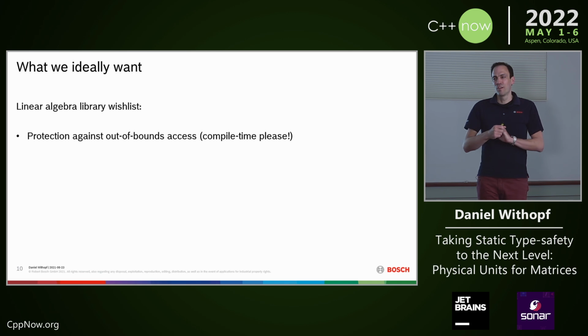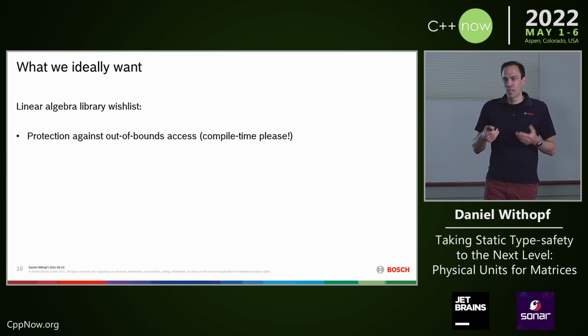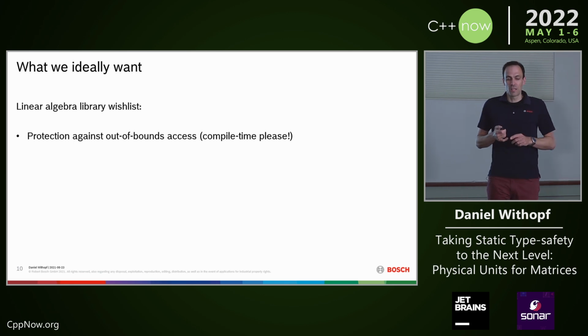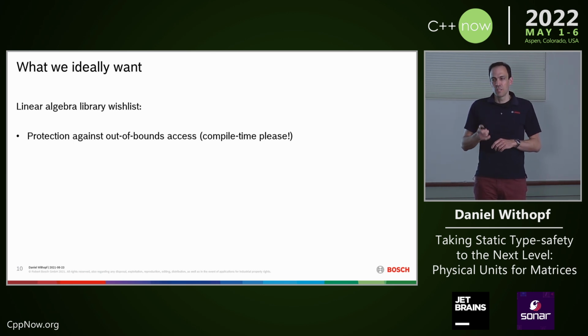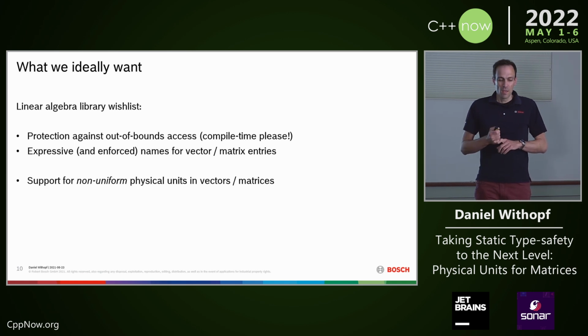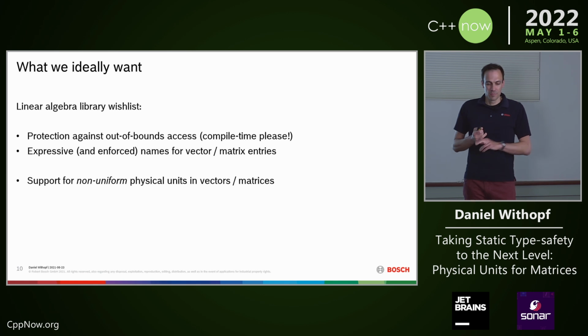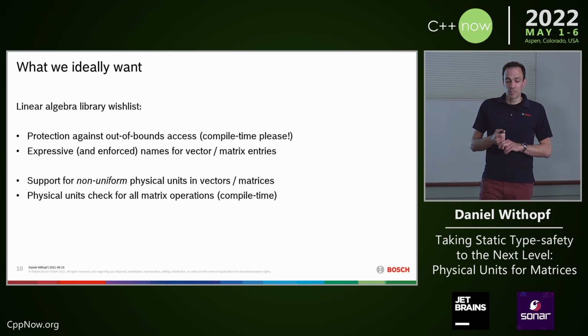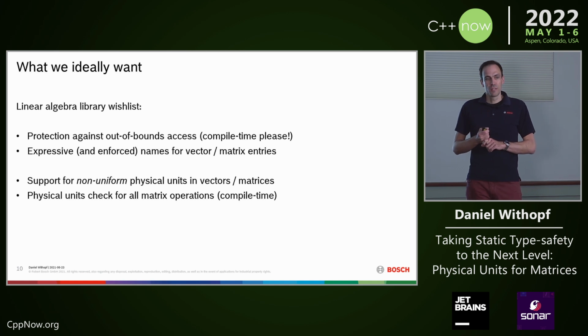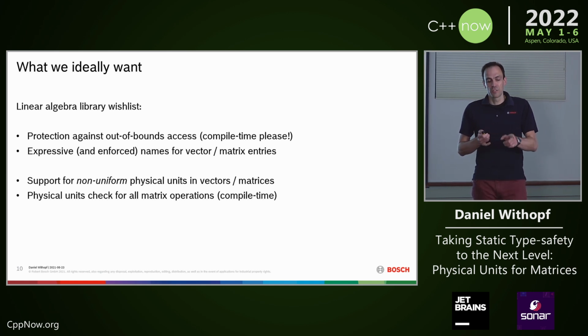From that, I came up with a linear algebra library wish list. So what I want ideally from my linear algebra library, maybe not from a general purpose linear algebra library, but for one in our application, is a protection against out-of-bounds access at compile time, meaning it should not be possible to access anything out of bounds. I would like to get expressive and enforced names for all vector and matrix entries. I would like to have support for non-uniform physical units in vectors and matrices. That was the comment earlier. And I would also like to have physical unit checks for all matrix operations, again at compile time. And we will see later that we can actually achieve much more than just a plain physical units check.